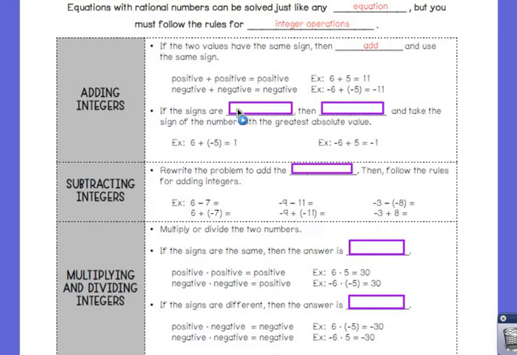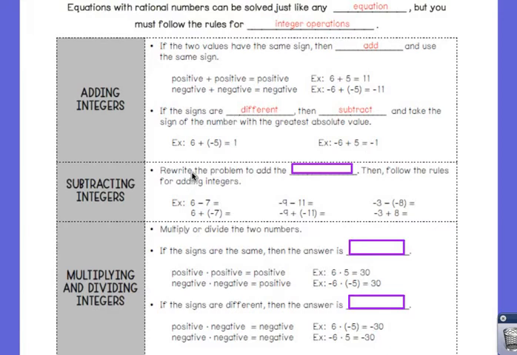If signs are different, what do we do if they're different? Subtract and keep the sign of the larger number. Well, in this example here, I have a 6 and a 5. Who's bigger? 6. Is it positive or a negative? Positive. So that's why my answer is positive. Here, I have a 6 and a 5. Who's bigger? Negative 6. A negative. So that's why my answer is negative. Different signs, you subtract them, keep the same sign.